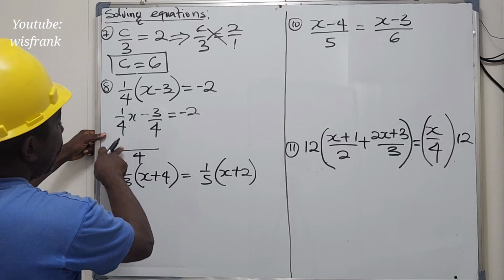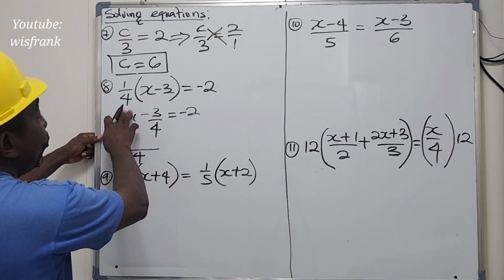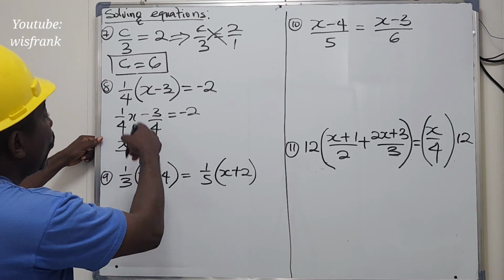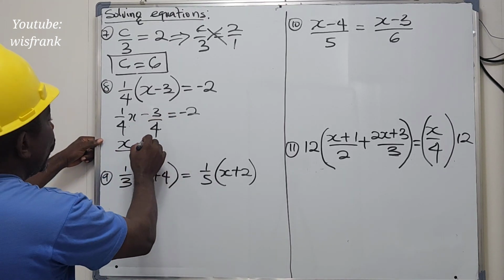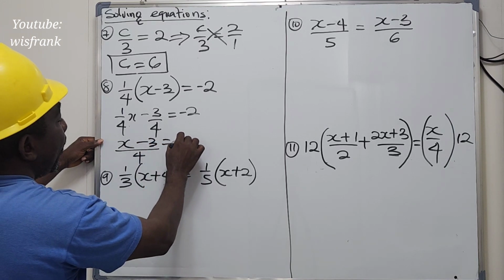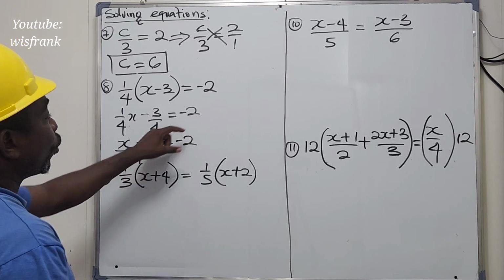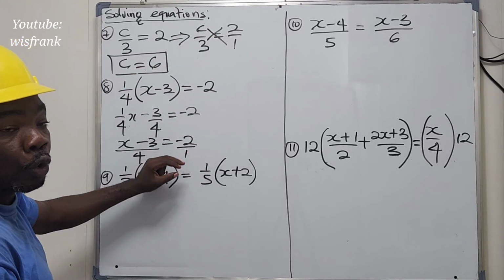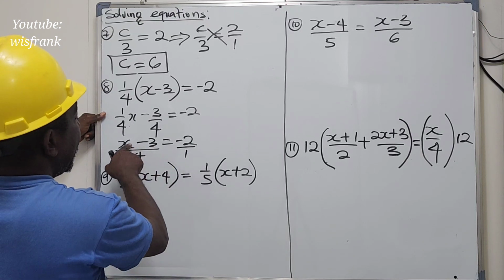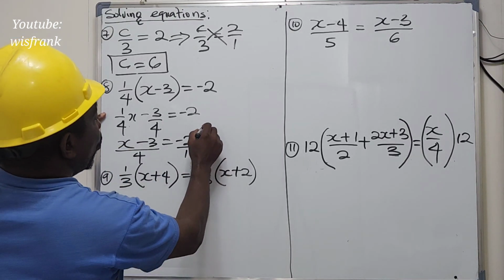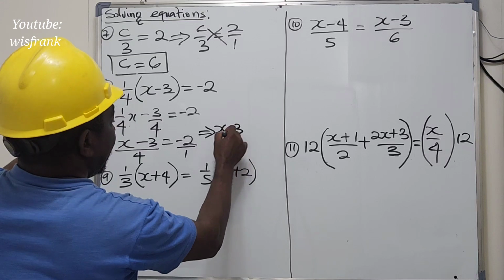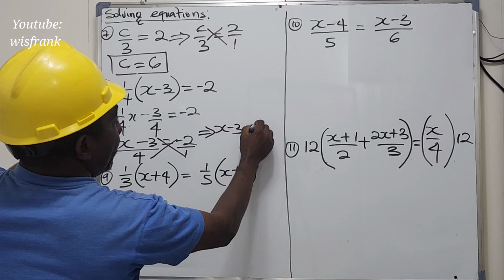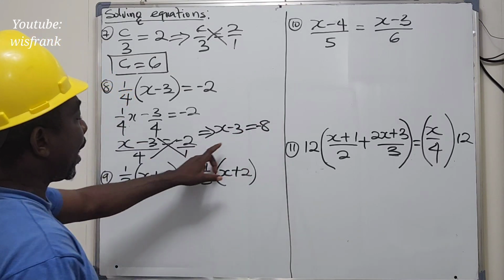So here, 4 divided by 4 is 1. 1 times 1x will give us x, still 1x. So 4 divided by 4 will give us 1. 1 times minus 3 will give us minus 3, equals minus 2. So here, we can cross multiply the same thing we did here. By cross multiplying, this is the same thing as minus 2 all over 1. So this will become x minus 3 times 1 is going to be x minus 3. Then we have minus 2 times 4. By cross multiplying will become minus 8.